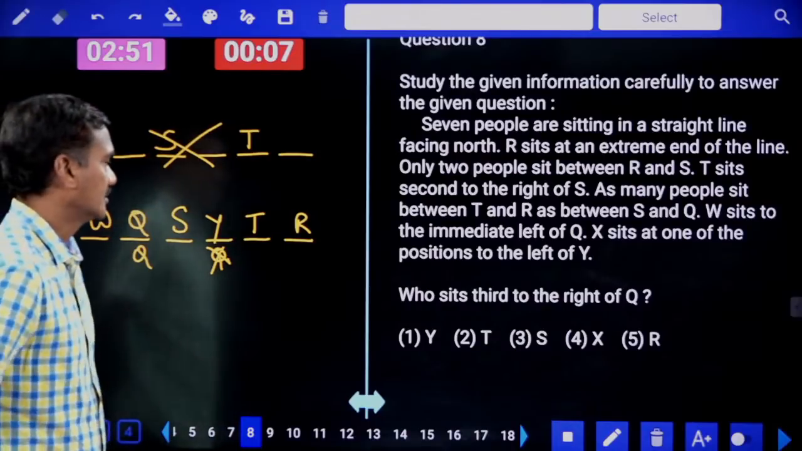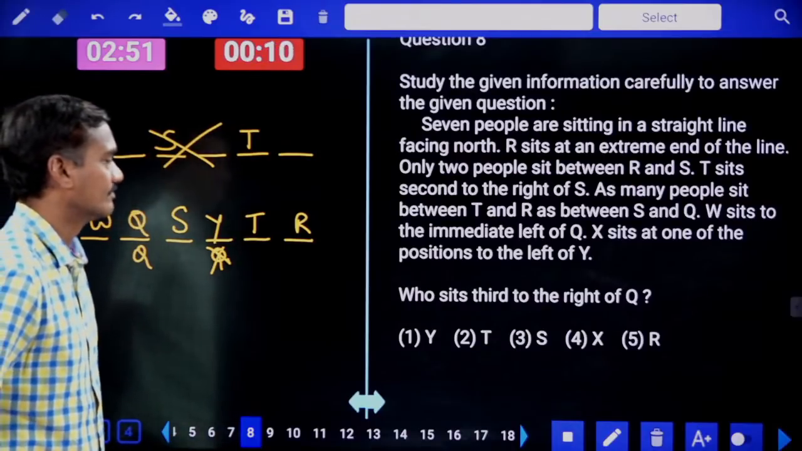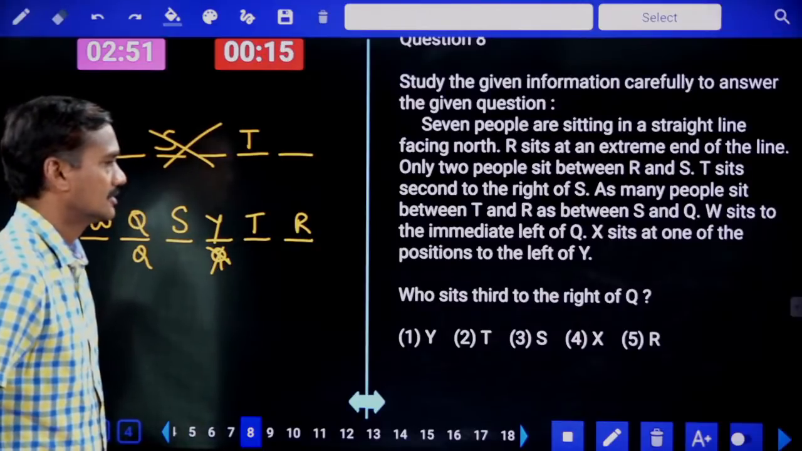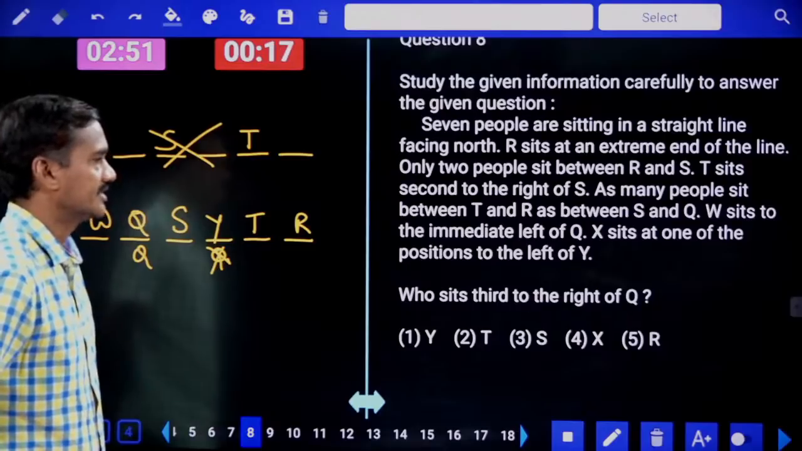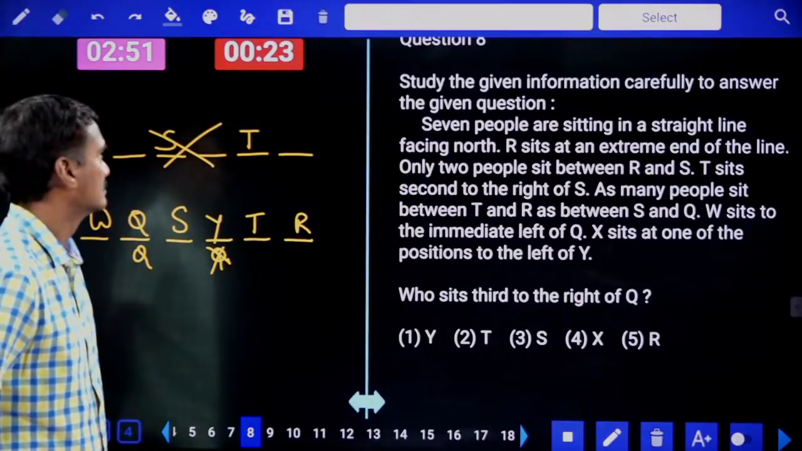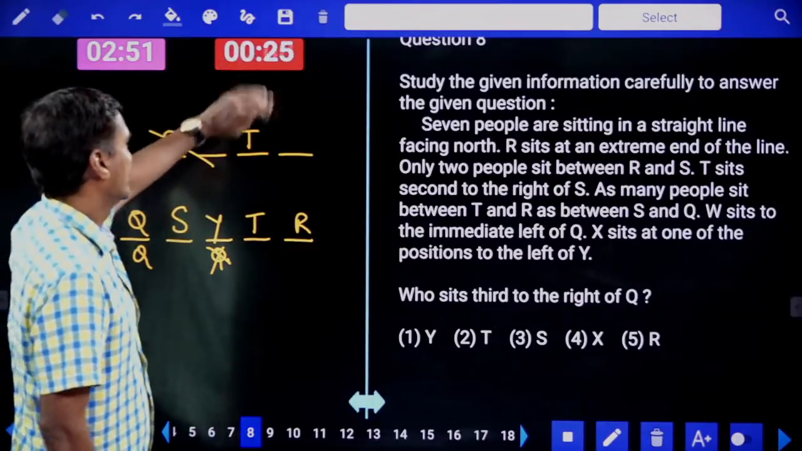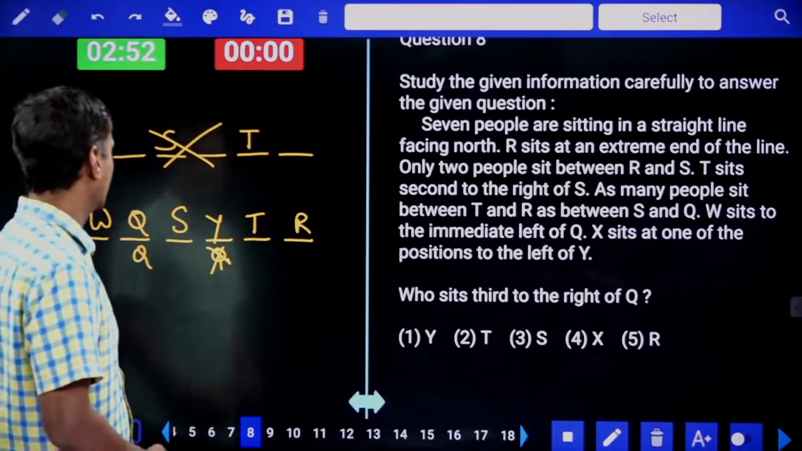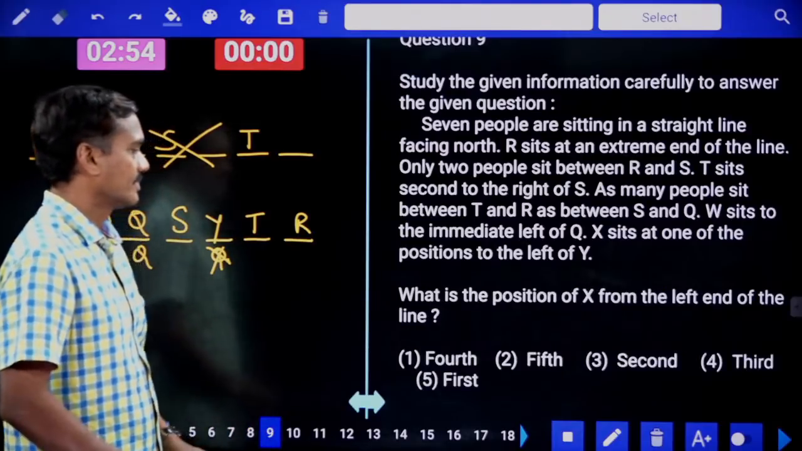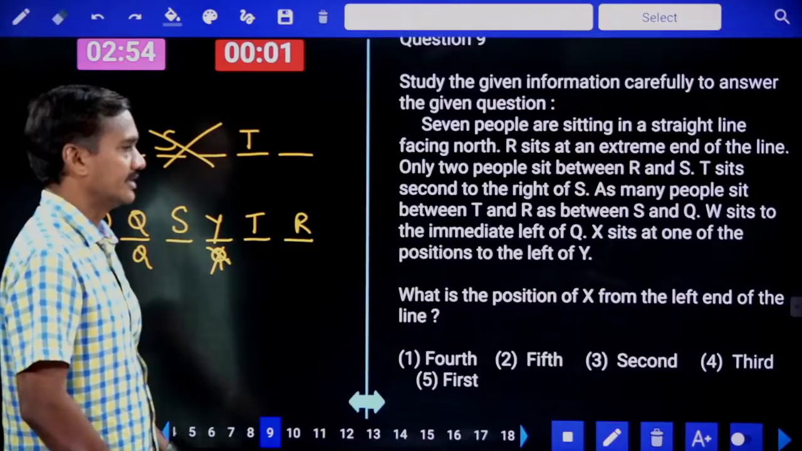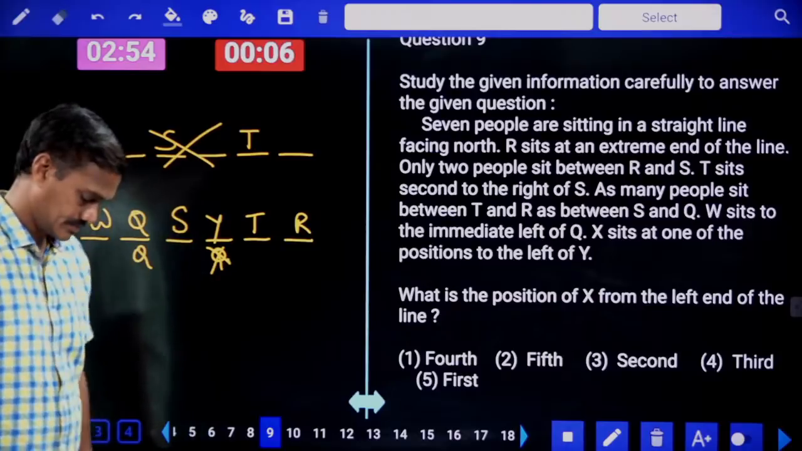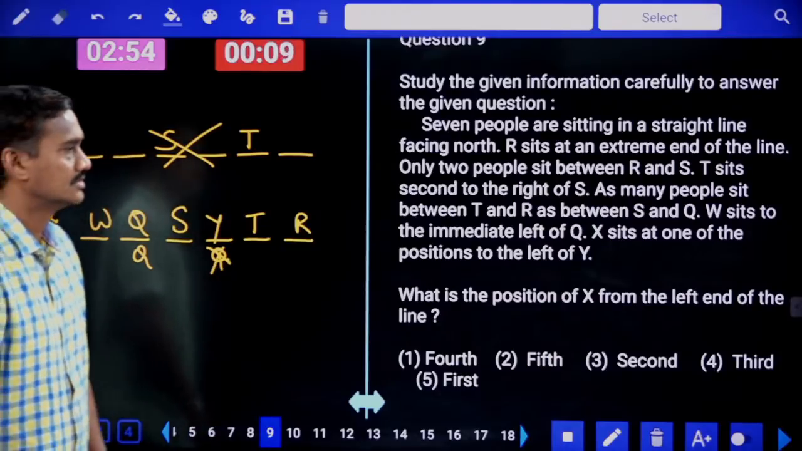Then coming to question number 8. Who sits to the right of Q? Then 1, 2, 3, T sits to the right of Q. That is choice 2, question number 8. Eighth one, it is choice 2. Then coming to question number 9.